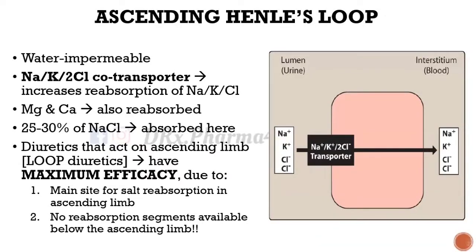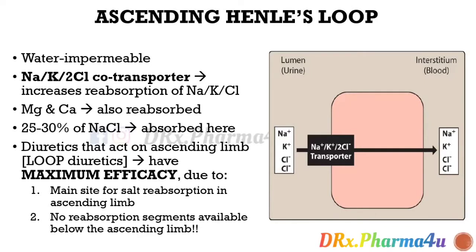Now we come to the ascending Henle's loop. This is the most important area, and any diuretic that acts on the ascending limb of loop of Henle is the most powerful diuretic, and that is why loop diuretics act here, and they are considered to be the most powerful diuretics. Ascending Henle's loop is water impermeable in nature. There is a transporter or a channel known as sodium potassium chloride cotransporter. It actually increases the reabsorption of sodium, potassium, and chloride, as you can see in the image. And to some extent, magnesium and calcium also gets reabsorbed. 25 to 30% of sodium chloride is absorbed here.